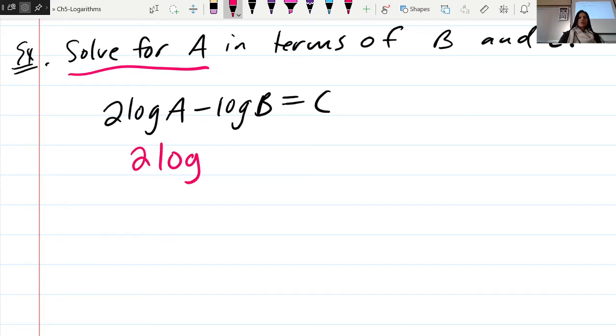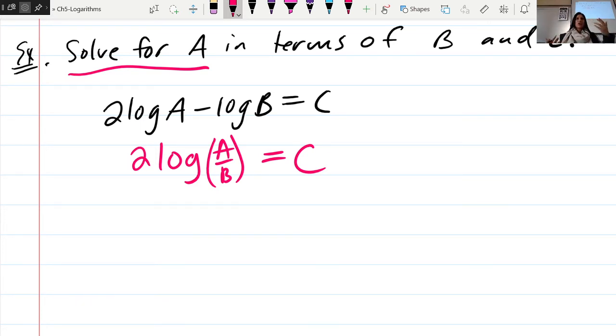2 log A over B. A over B. Everybody good with that so far? The reason that I thought to do that is because if I just have the one logarithm and I switch it into exponential form, that should allow me to take it out of log form, which makes it easier for us to work with. So this is the thought process.